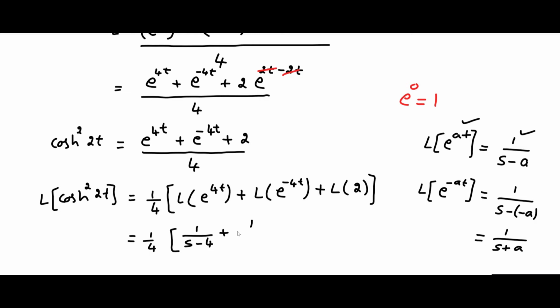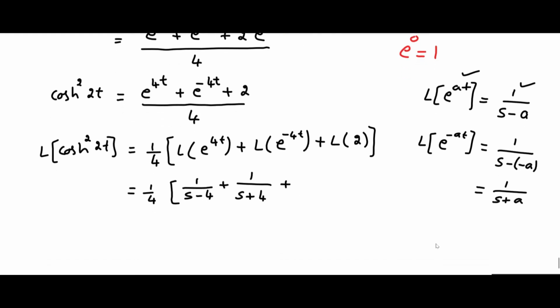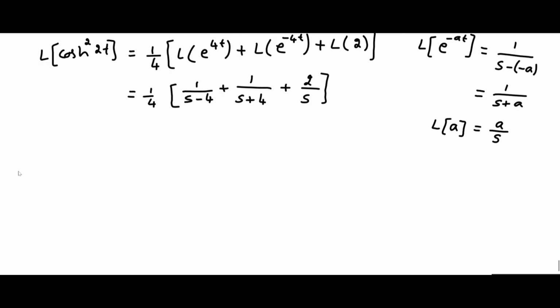So here, if I write it down, it will become 1 by s plus 4, plus you have the Laplace transform of 2. You know the formula for the Laplace transform of a constant a is nothing but a by s. So in this case the value of a is 2, so it becomes 2 by s. That will be the required solution. Let us move on to the next question.